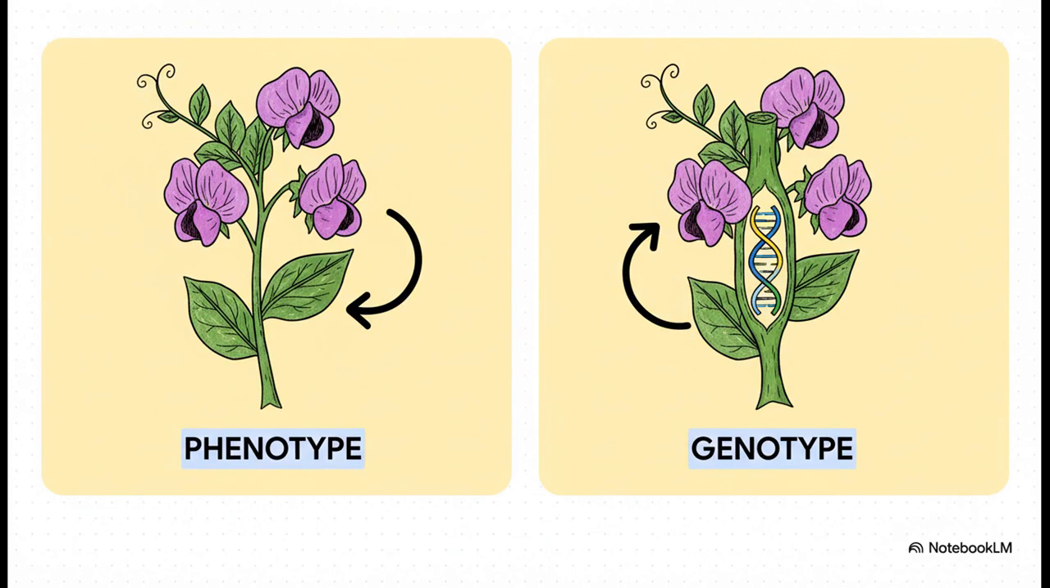And this right here, this is the huge difference between what's written in the code and what you actually see. The genotype is the genetic makeup itself, the specific instructions, like PP. The phenotype is the physical result of those instructions, the thing you can actually observe, like having purple flowers.